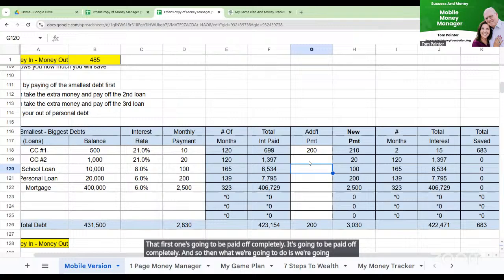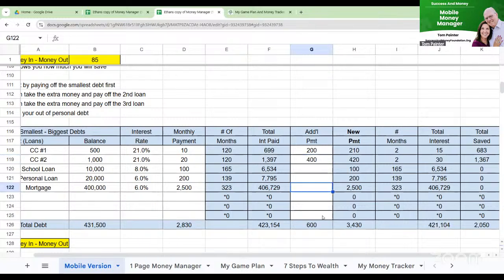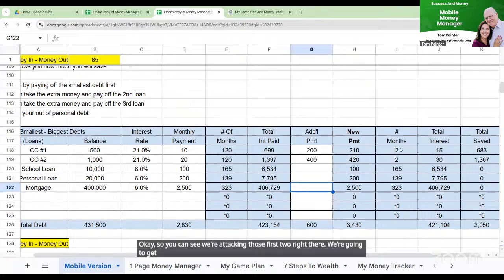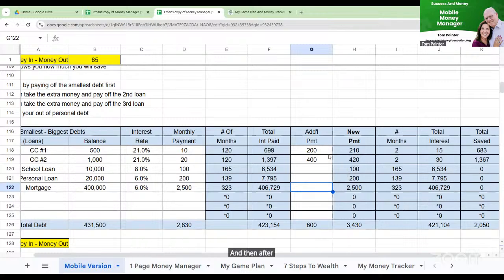I'm just showing you as an example. Let's put another $400 into the second one. You can see we're attacking those first two right there. We're going to get those first two done in the first 2 months, and then after that, they'll be done. We'll have an extra $600 to be able to go after it.